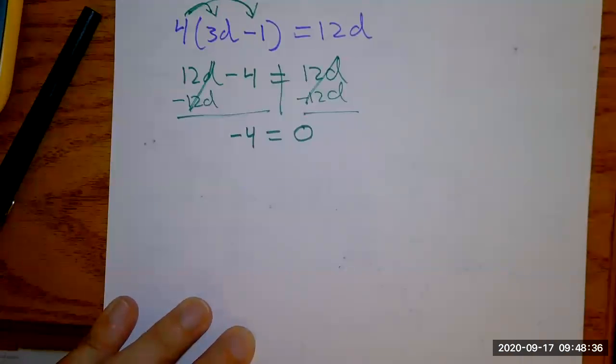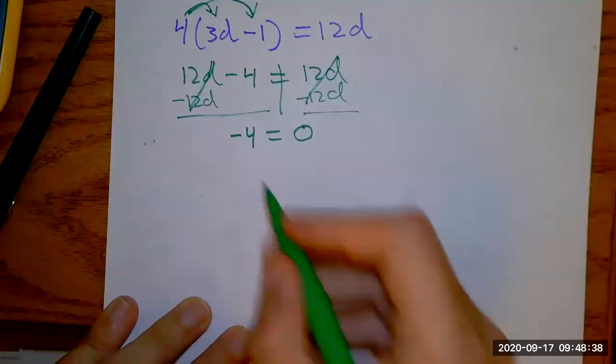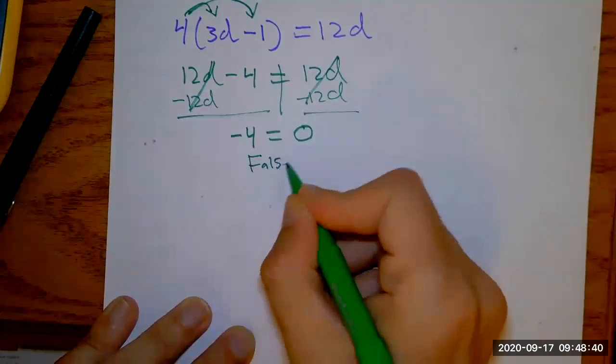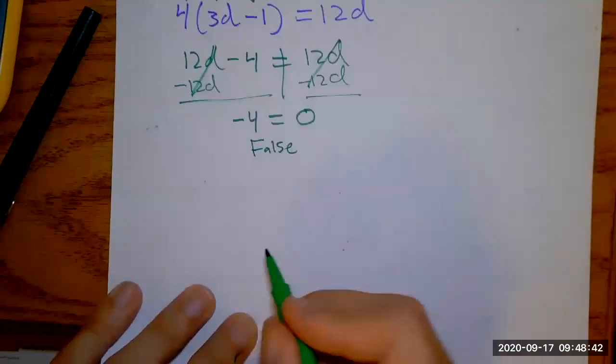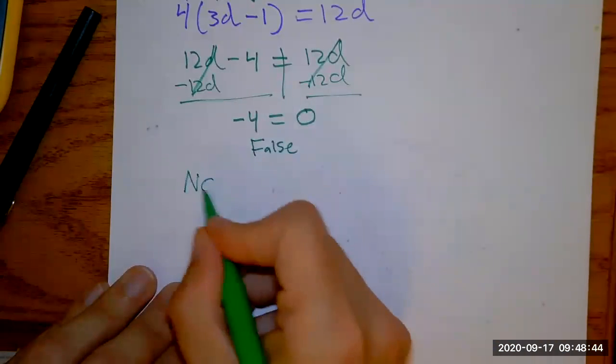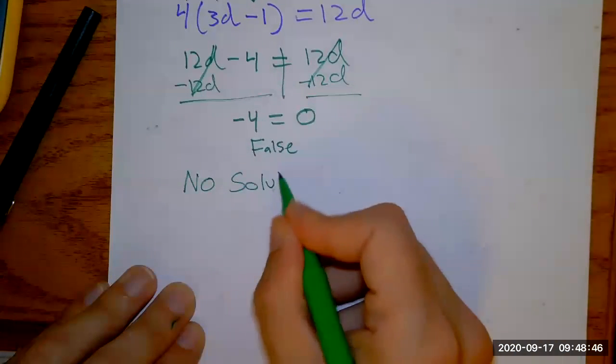Okay, all right. It seems like people are on the same page again. This is false. So my answer isn't negative 4 equals 0. My answer is no solution.